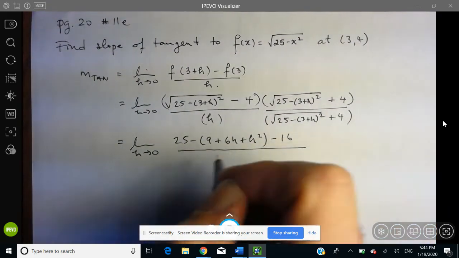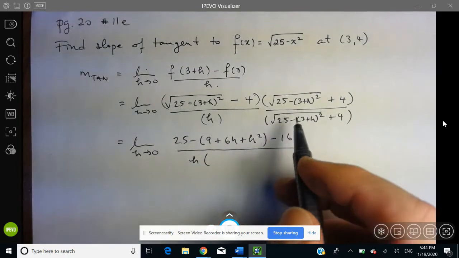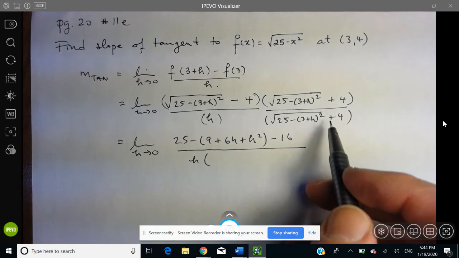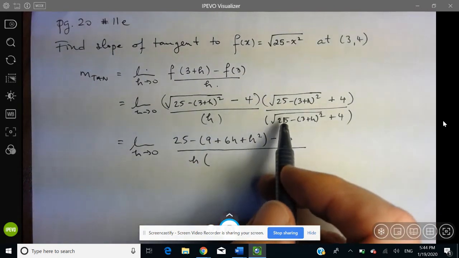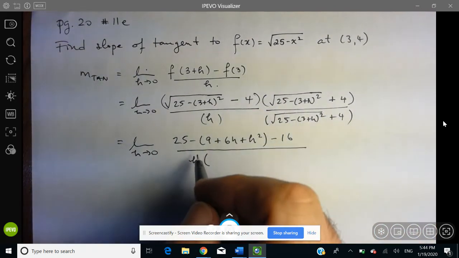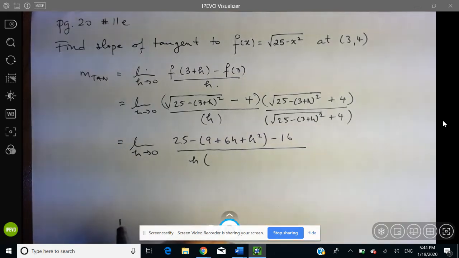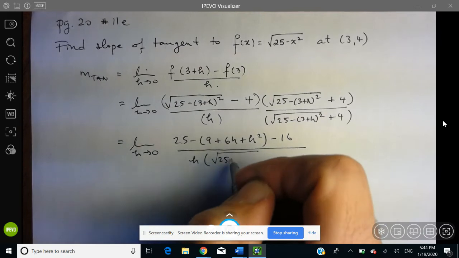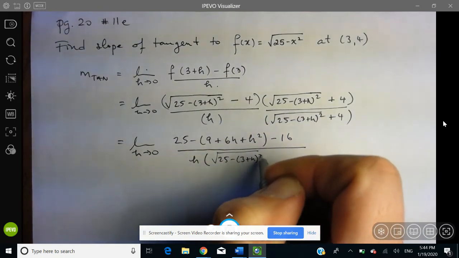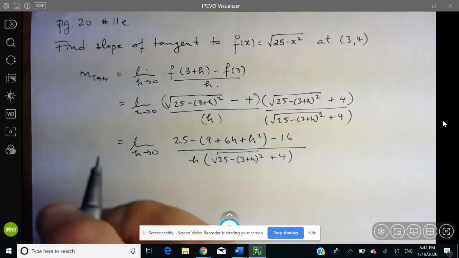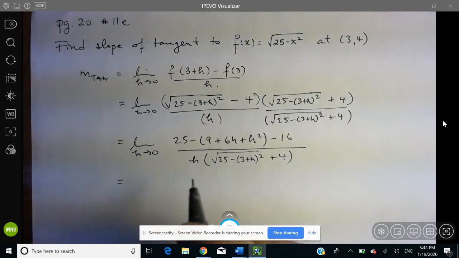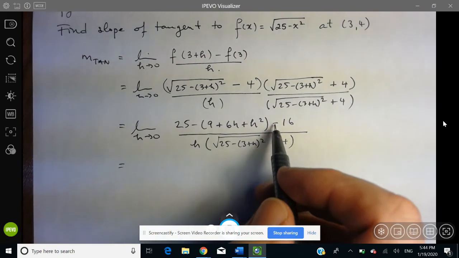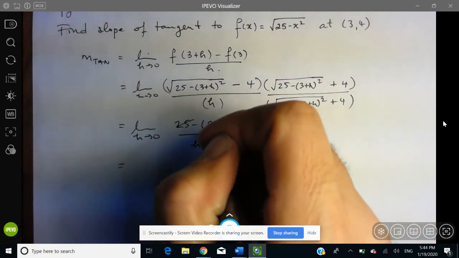All this over h times this whole expression. I'm not going to bother expanding it. Notice how I don't multiply the h into that bracket, because I know that eventually my goal is to reduce that h out of the denominator. So this is just the square root of 25 minus (3 plus h) squared, plus 4. Let's see what happens. Some nice things are going to happen here, because 25 minus 9 minus 16 just gives us 0.